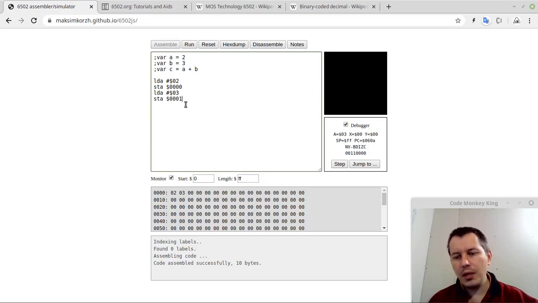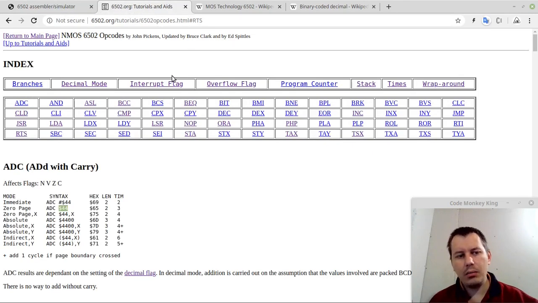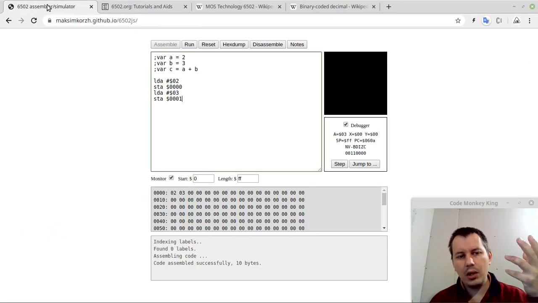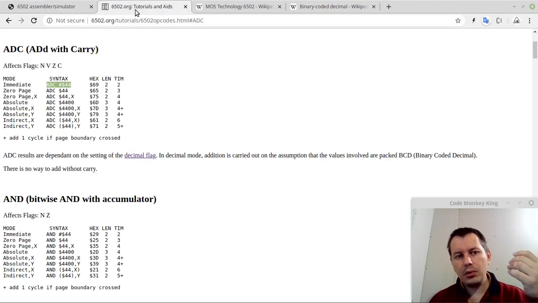Now we need to perform the calculation, and the only command that is available for 6502 for addition is ADC, which stands for add with carry flag. We can add an immediate value to whatever we have in the A register, but actually here we're not dealing with immediate values, but with variables. So we can also do that. In that case, we can add the value from memory to the A register.